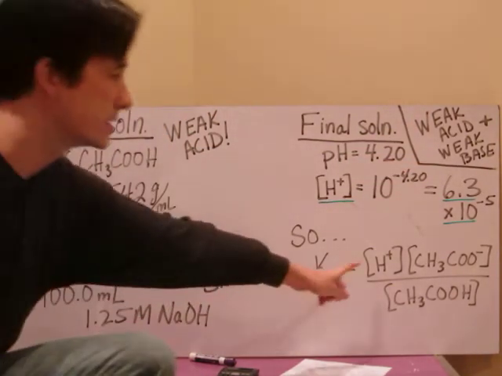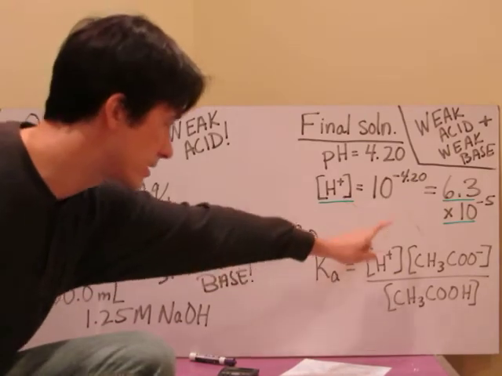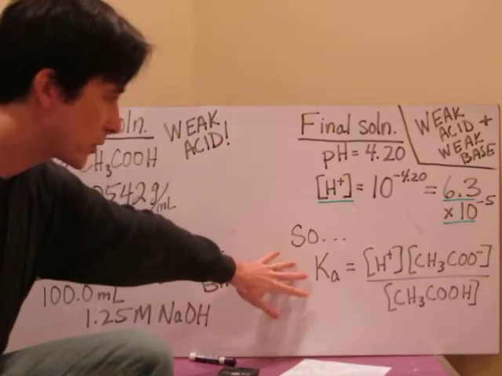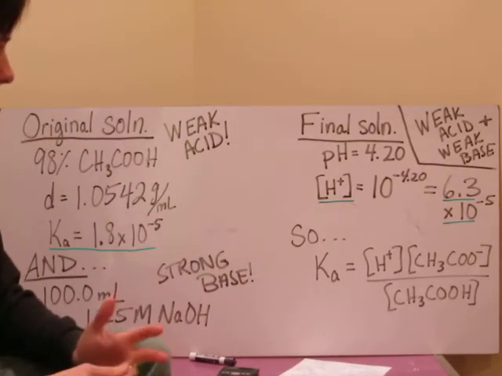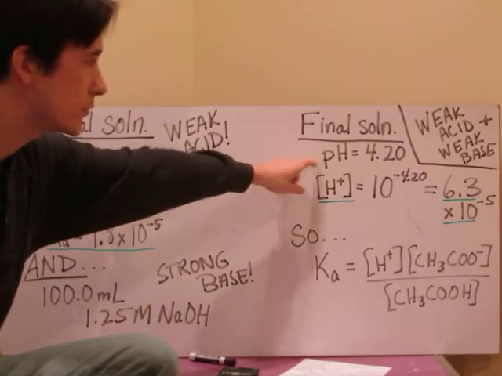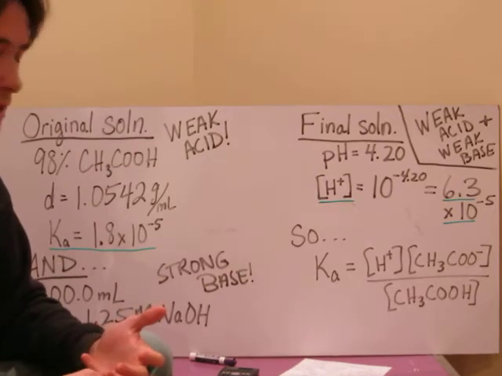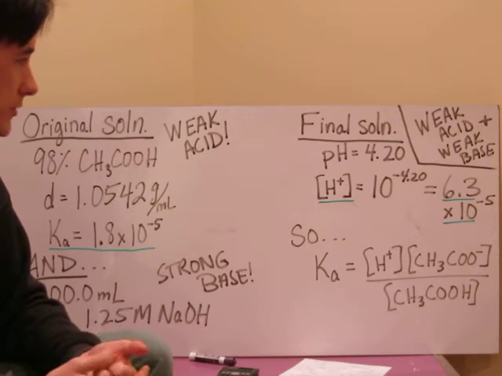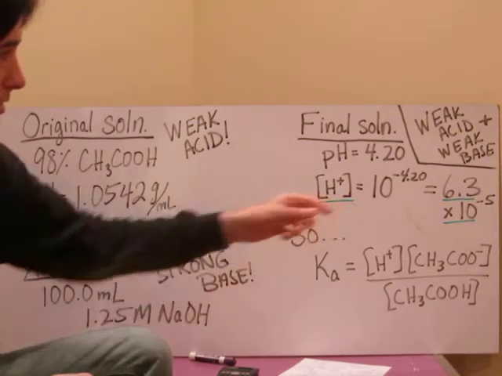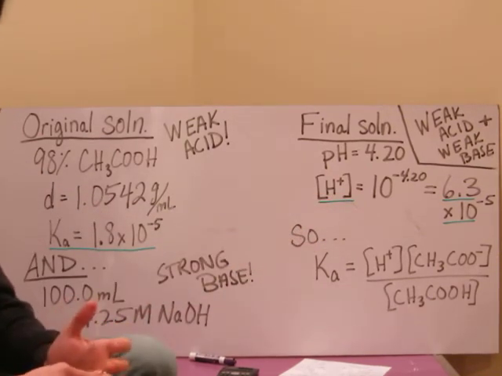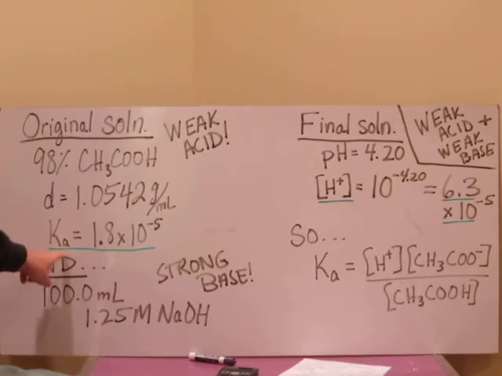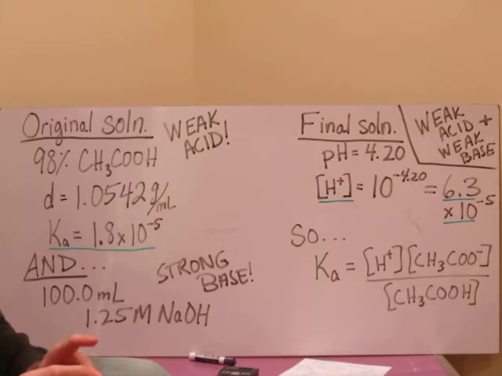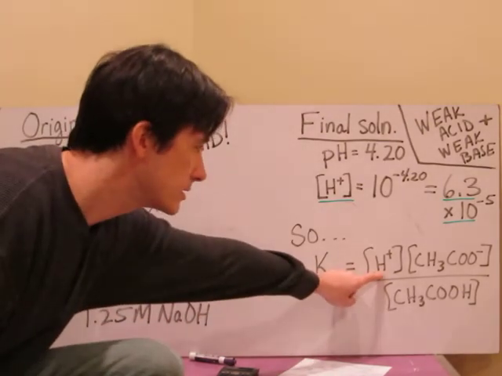The weak acid is the original acetic acid. The weak base is the acetate ion. So here's our Ka expression. That's very easy, right? We know the pH is 4.20. So if that's the pH, then the concentration of hydronium, or H+, is going to be 6.3 times 10 to the negative fifth. All right, so we know Ka, we looked that up. We know H+. Okay, so we know two of these things.